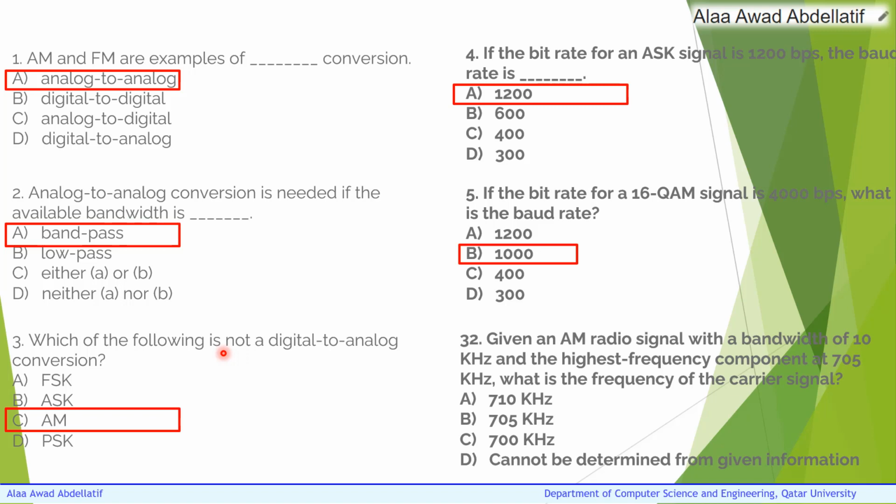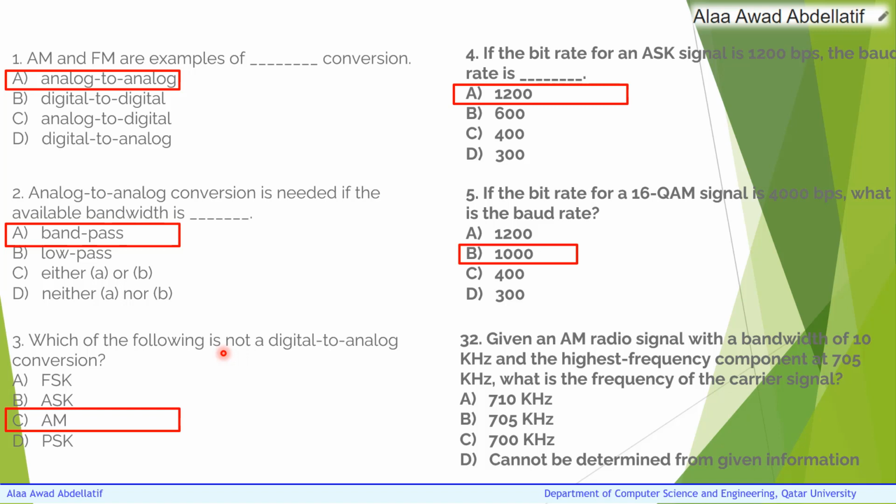Given an AM radio signal with bandwidth 10 kilohertz and the highest frequency 705 kilohertz, what's the frequency of the carrier signal?